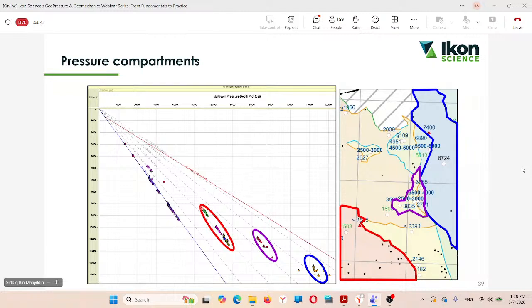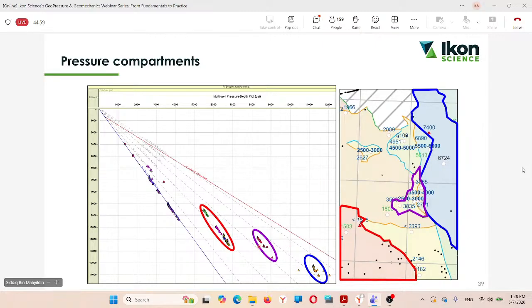Example of pressure compartments. This is from Australia, if I'm not wrong. You can see that this is pressure data taken from all these different zones, and they all have different gradients. Quickly, you can see that if I draw a line, they are not going to touch one another because they are all their own pressure regime. So just by looking at this, it's easy to understand that these are all different pressure regimes.